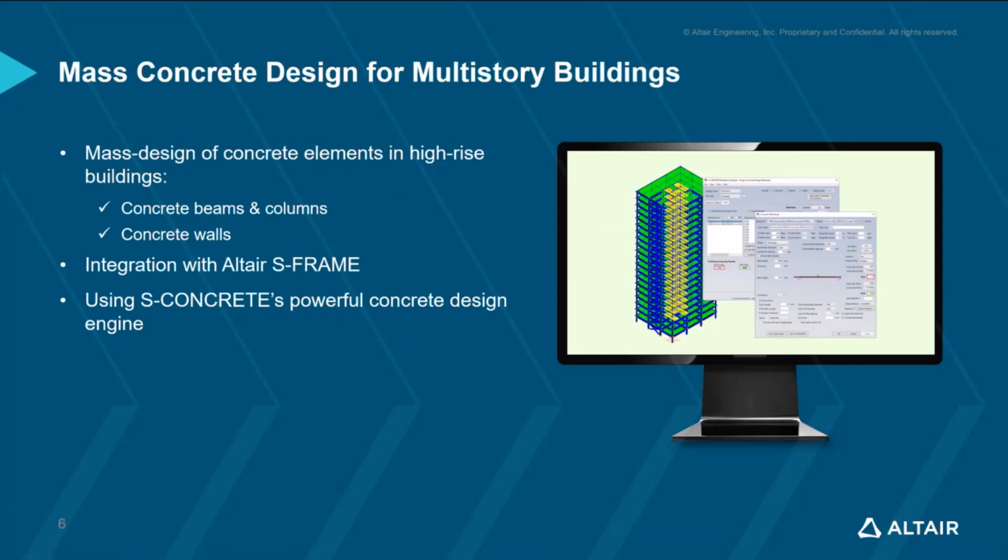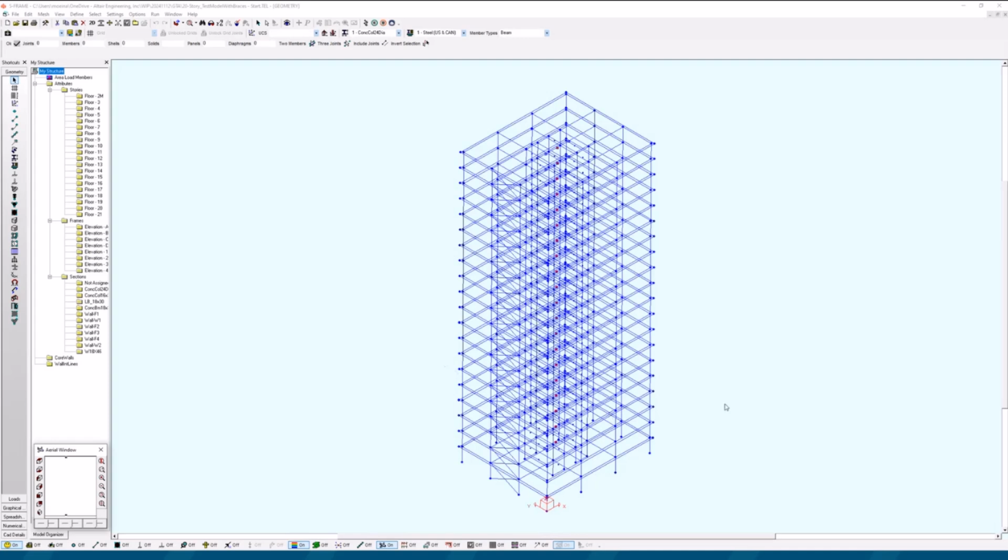So the next feature that I want to talk about today is mass concrete design for multi-story buildings. We have S-Frame analysis that offers the analysis for our building. We also have S-Concrete, which is a very powerful tool and a very powerful concrete design engine. We have now made it possible to import your structure directly from S-Frame into S-Concrete and do a multi-story design for your concrete elements in your project. So you can do this for concrete beams, concrete columns, as well as concrete walls. And behind the scenes, we are using S-Concrete's powerful concrete design engine.